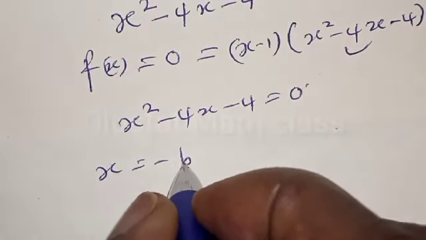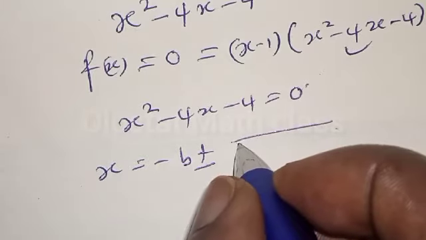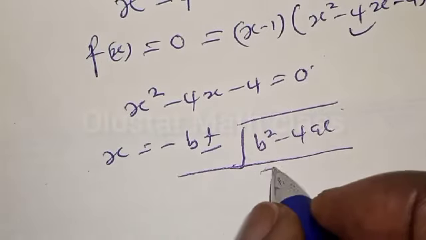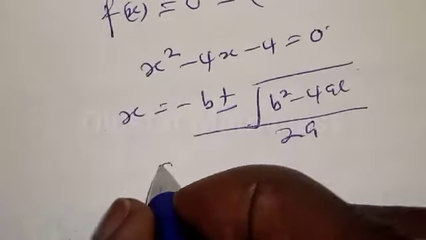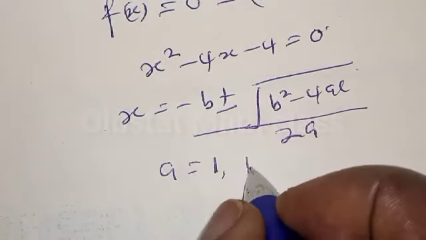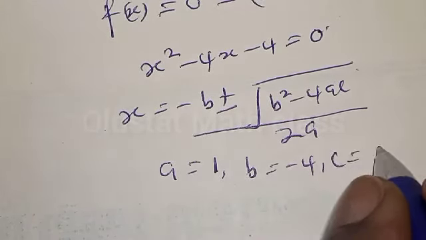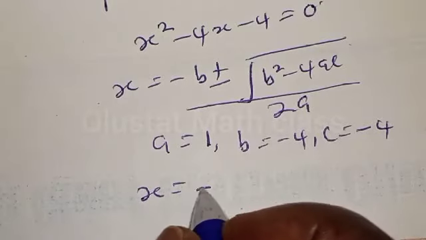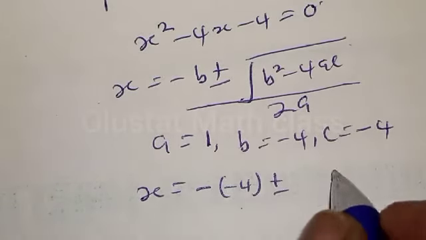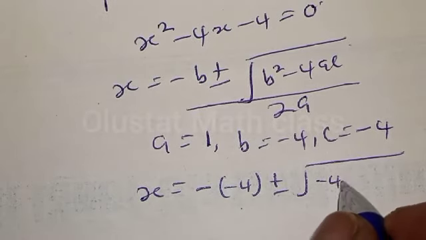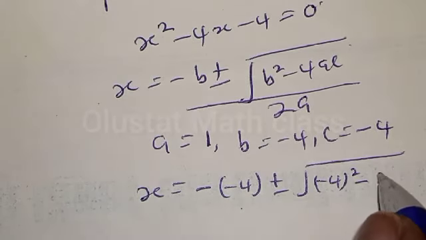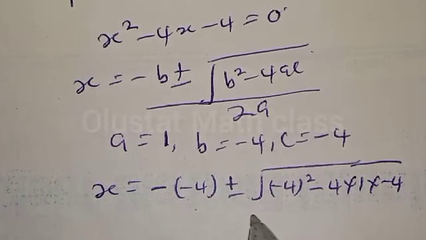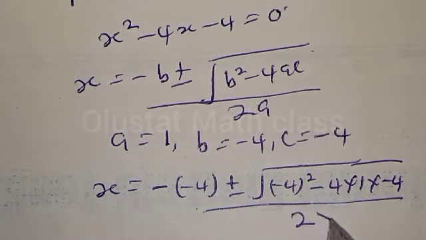Our x is equal to minus b plus or minus square root of b squared minus 4ac over 2a. And from here, a is equal to what? 1. Then b equal to minus 4 and c equal to what? Minus 4. Therefore, our x is equal to minus into minus 4 plus or minus square root of minus 4 squared minus 4 times 1 multiplied by minus 4, over 2 multiplied by 1.